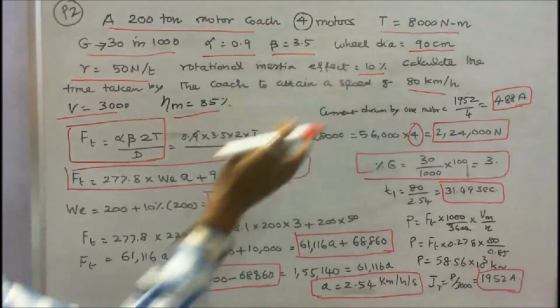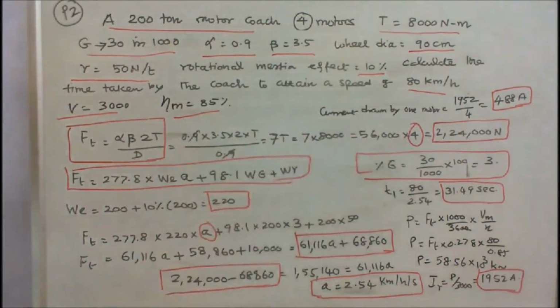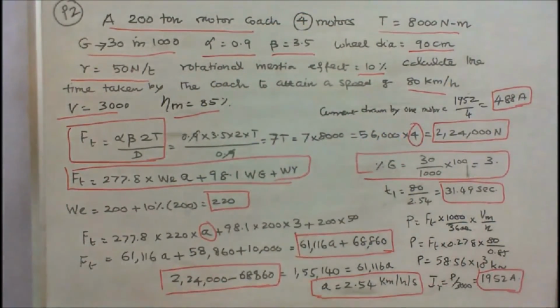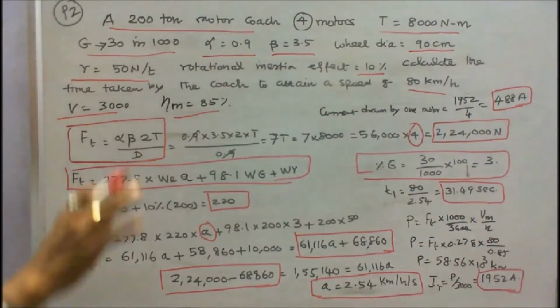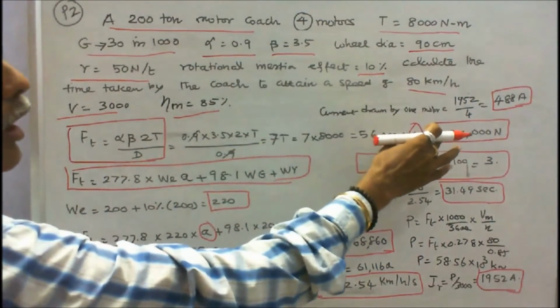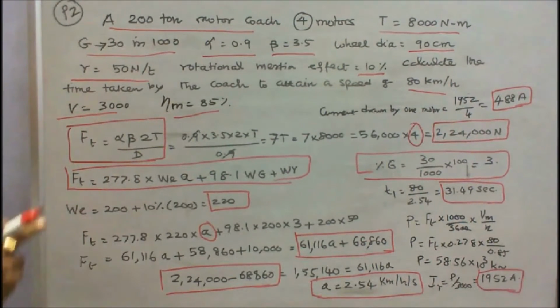That T is given as 8000, therefore 7 into 8000 is equal to 56,000, and for 4 motors, 56,000 into 4 is equal to 2,24,000 newtons. All the motors develop a force of 2,24,000 newtons. Okay.